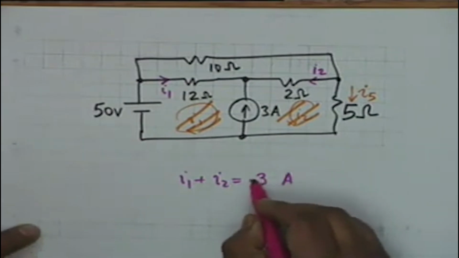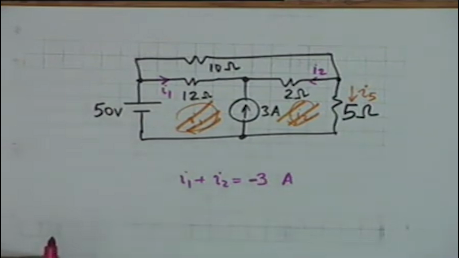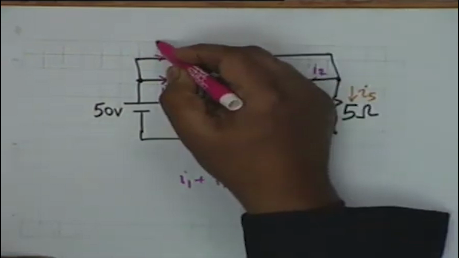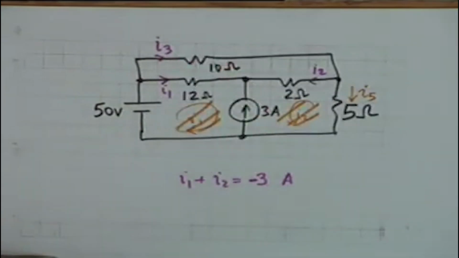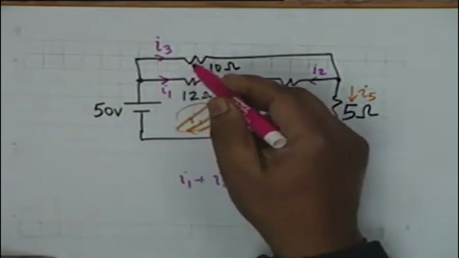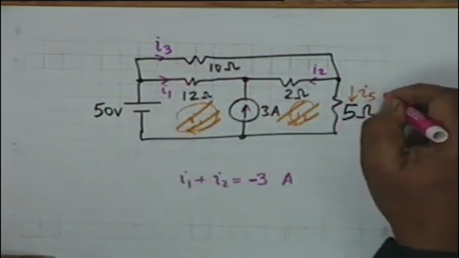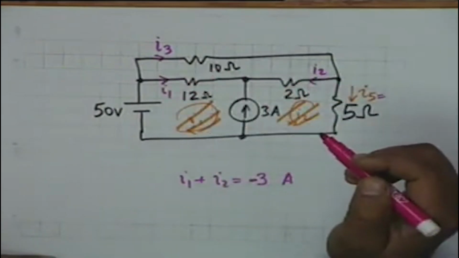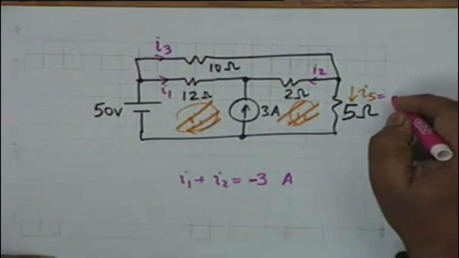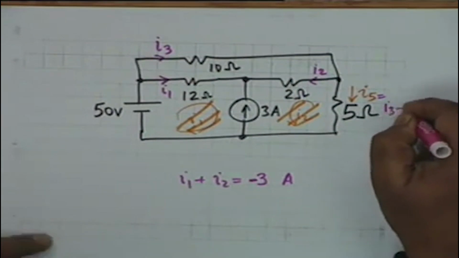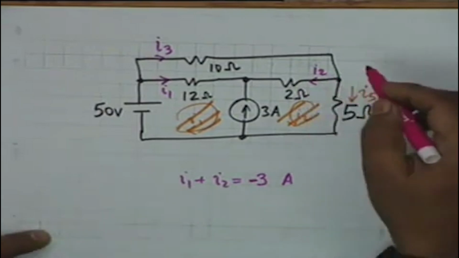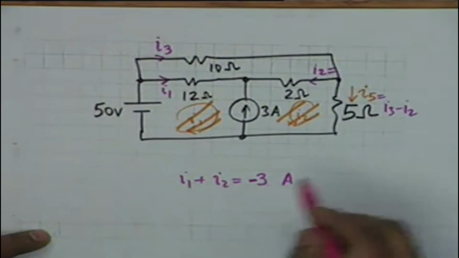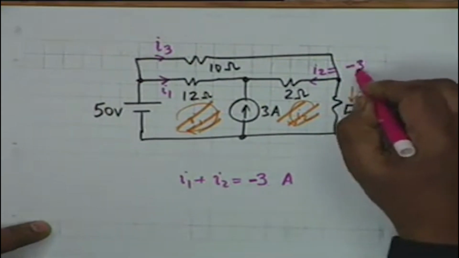I1 plus I2 shall be equal to minus 3 amperes. And if this current is, let us say, I3, you have to formulate a current here. If this current is I3, then obviously I5 is known in terms of these 3 currents, right? What is I5? I3 minus I2. And you also know I2. I2 is not unknown, because I2 plus I1 is minus 3. So I2 must be equal to minus 3 minus I1.